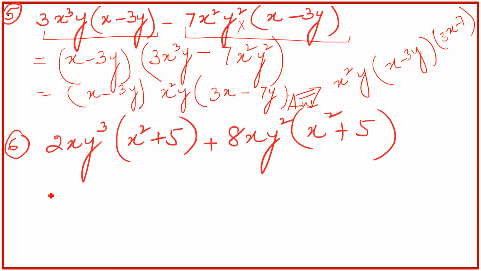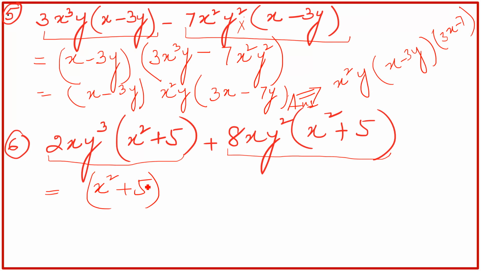Now, the last question is again 2xy cube into x square plus 5 plus 8xy square multiplied by x square plus 5. So this is one set and this is the second. So what we can take as a common? We can take x square plus 5 as a common, because x square plus 5 is here and here as well. What is remaining? So 2xy cube plus 8xy square.